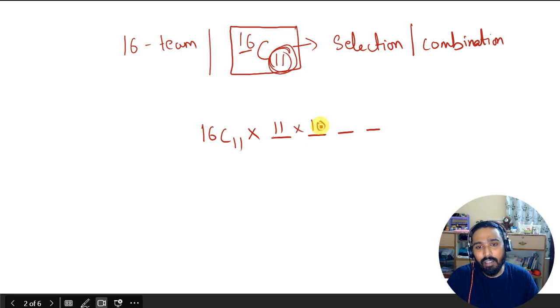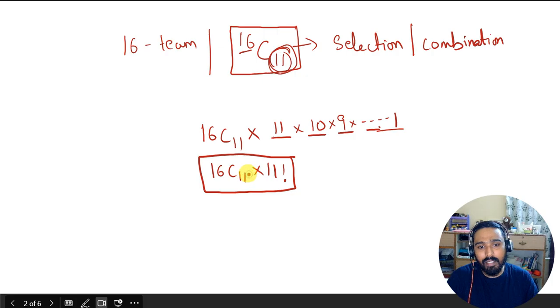Second rank can be given to any of the remaining 10 players. Third rank can be given to 9 players, up to 1. So which I can write as 16C11 into 11 factorial. Out of 16 players, I am not only selecting 11 players, but I am also arranging these 11 players into 11 factorial ways.